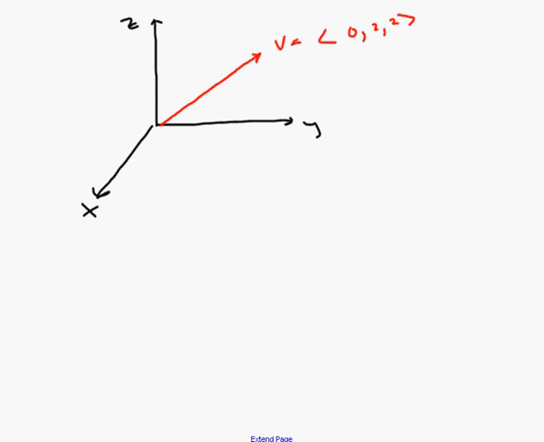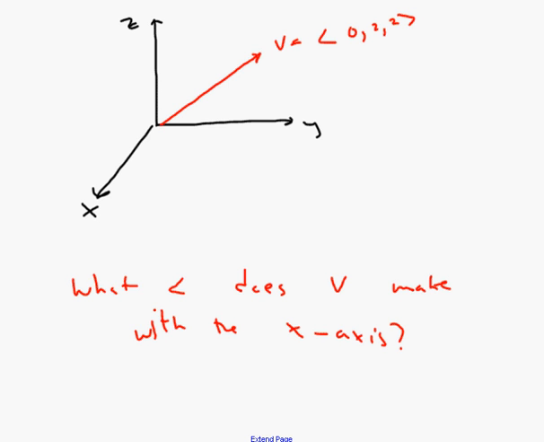Okay, so the first question I want to ask is, what angle does v make with the x-axis? So pause for a minute and think about that. So pi over 2 radians. Sort of tough to draw this. What I'm trying to say here is, what's that angle? The angle sort of sweeping back to the x-axis, right? You have to imagine that, and so forth.